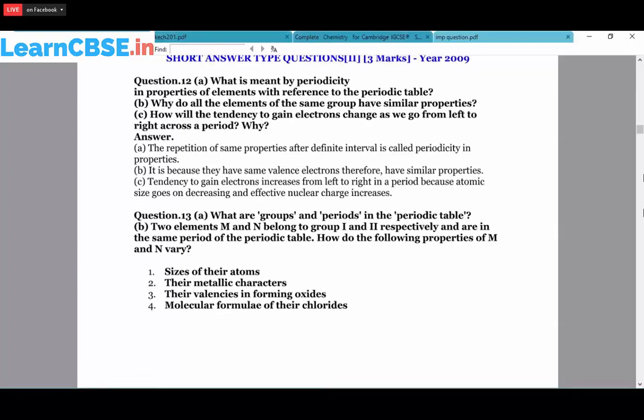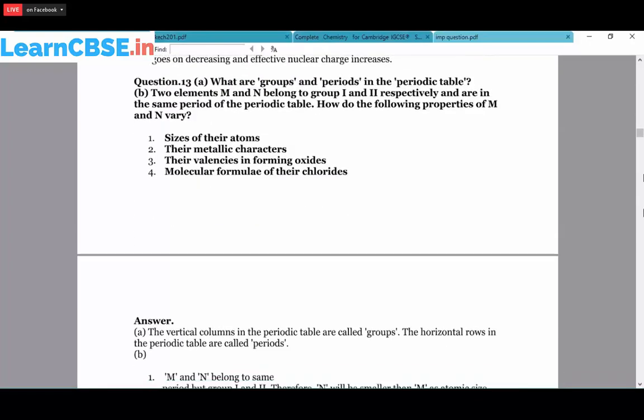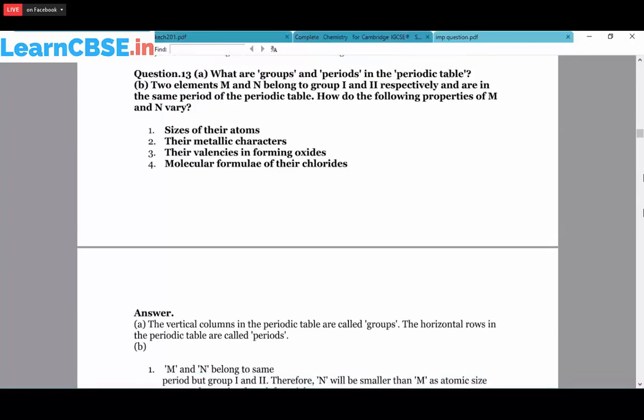Question number 13. What are groups and periods in the periodic table? So what are groups? Groups are nothing but the vertical columns in the periodic table. The horizontal rows we call periods.